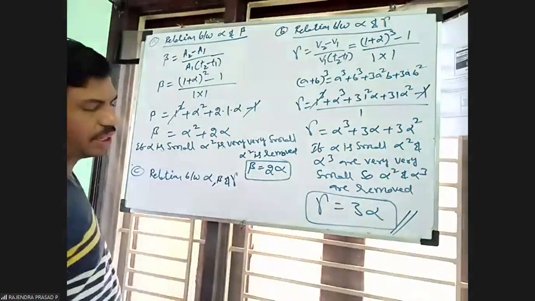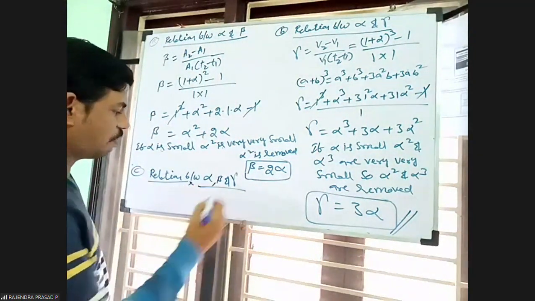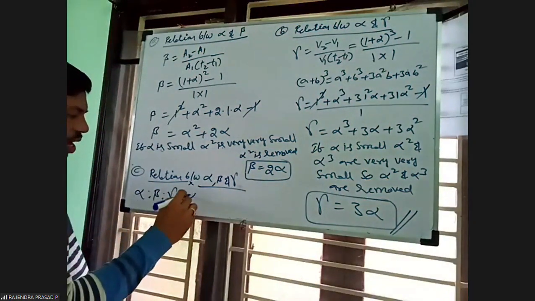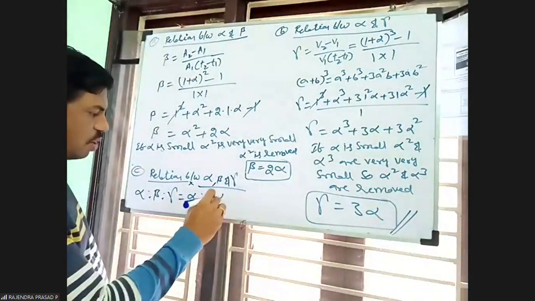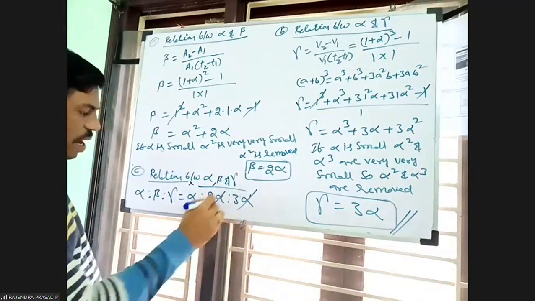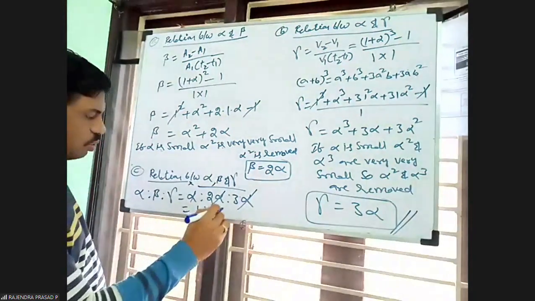So, the relation between alpha, beta and gamma. Alpha is to beta is to gamma equals alpha is to beta is to gamma. Beta means 2 alpha, gamma means 3 alpha. So alpha, alpha cancel, and it is 1 is to 2 is to 3.